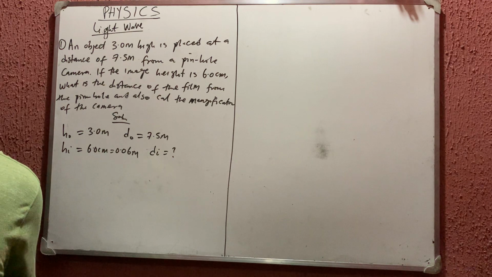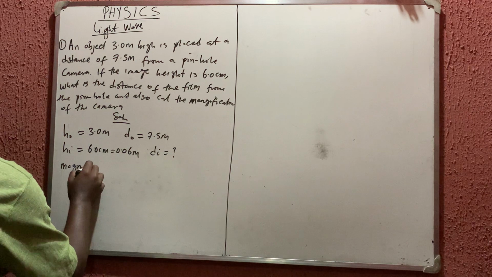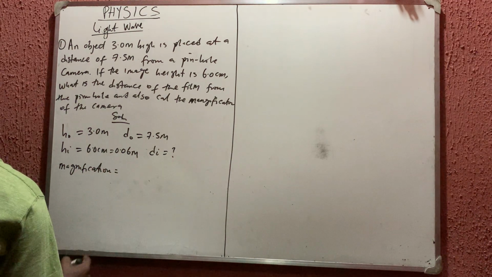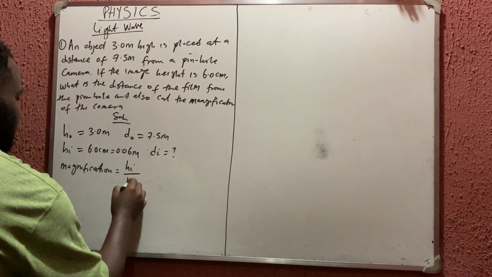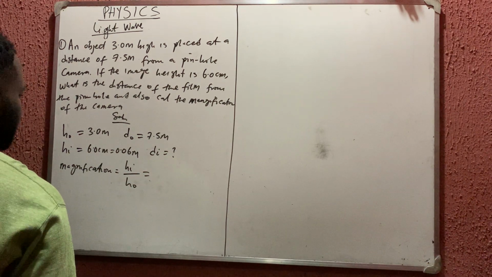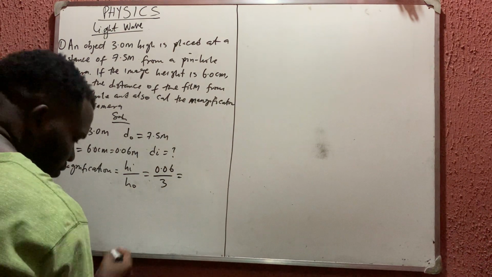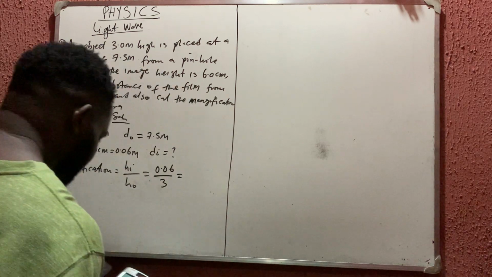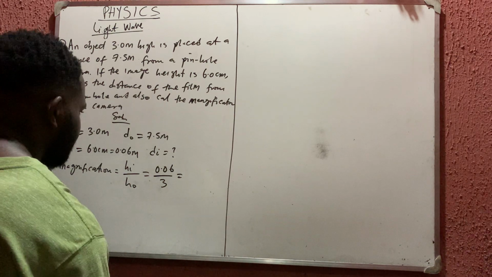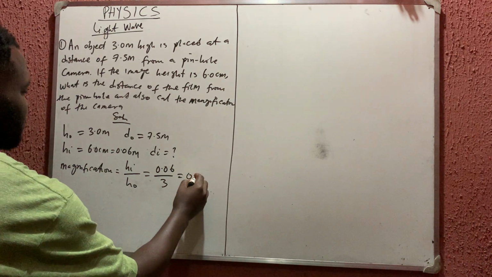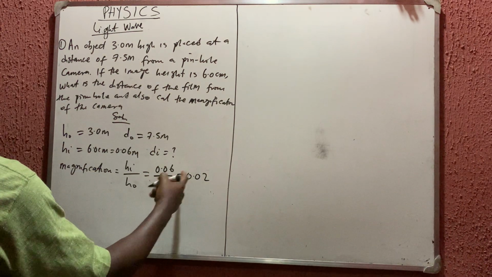First of all, let me calculate the magnification. You know that magnification is simply image height over object height. Image must come first, please. So what do we have? The image height is 0.06 divided by the object height, which is 3. So 0.06 divided by 3, so I have 0.02. All right, no unit because this is meter dividing meter, so no unit.